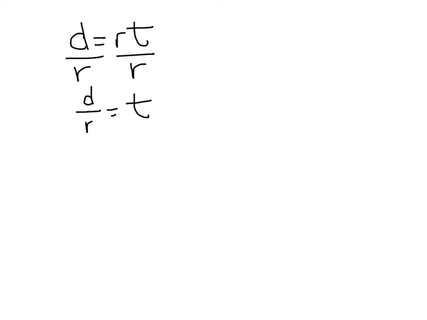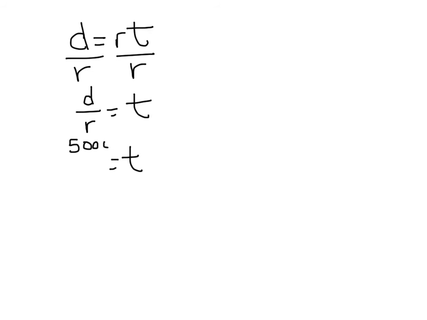So, if you look at the formulas on page 31, we need to know the formula D equals R times T, where D is the distance, R is the rate, and T is the time. Since this problem asks how many days, we want to find what T is. So let's get the T by itself. So all I have to do is divide both sides by R. That would give me T equals the distance divided by the rate.